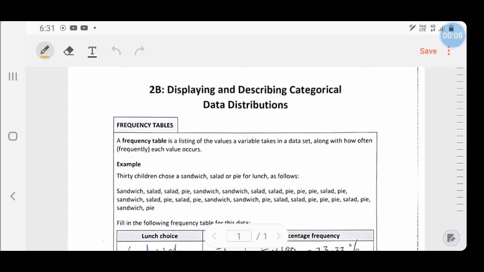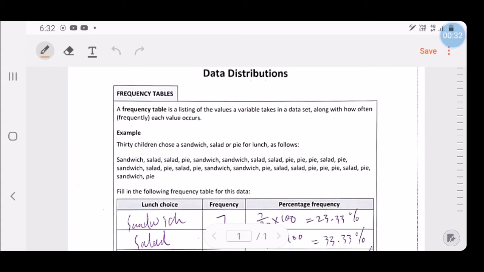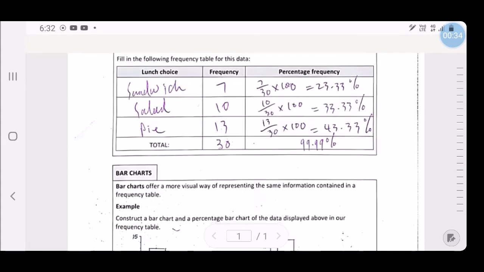It's exercise 2B, displaying and describing categorical data distributions. An extremely complicated sounding title for an extremely easy exercise. We're basically looking at the simplest ways that we have to display categorical data, okay? And really, that's just frequency tables and then graphs of the data that is contained within frequency tables, which we call bar graphs down the bottom there.